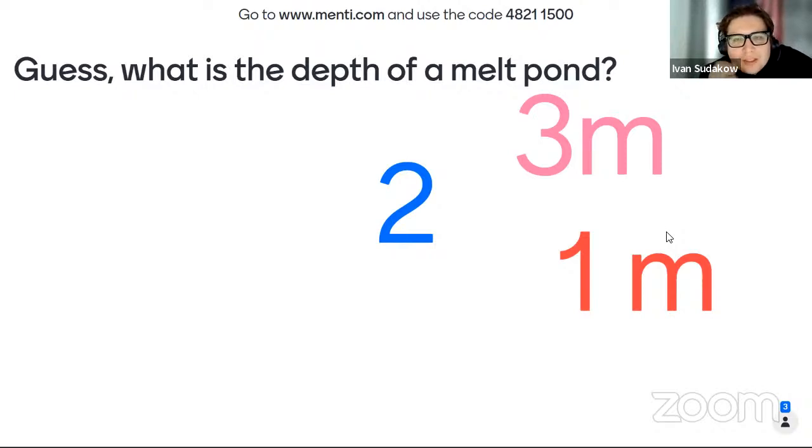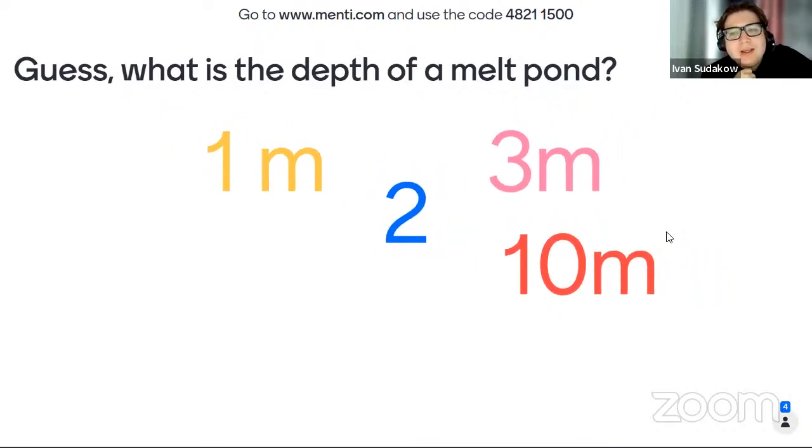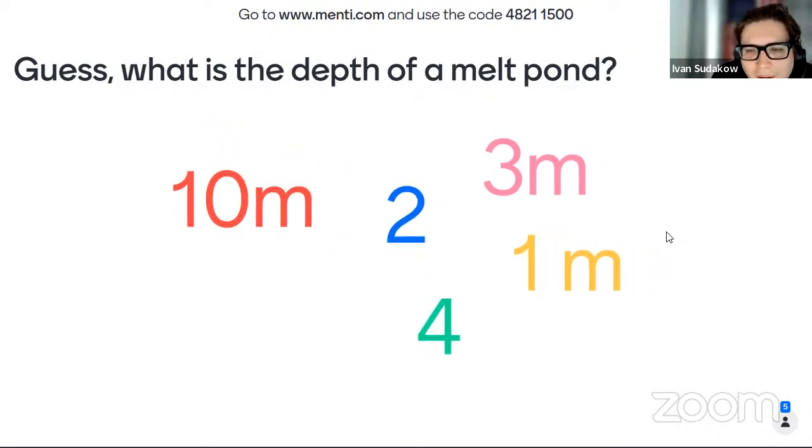But we are actually thinking about the depth of a melt pond. Maybe indeed we can find a fish, a whale, or something like that. Or it's like a buffet for a polar bear, for example. So I see many answers coming. I'm guessing we're doing it in meters, right? Everything from 1, 2, 3, 4, 10.